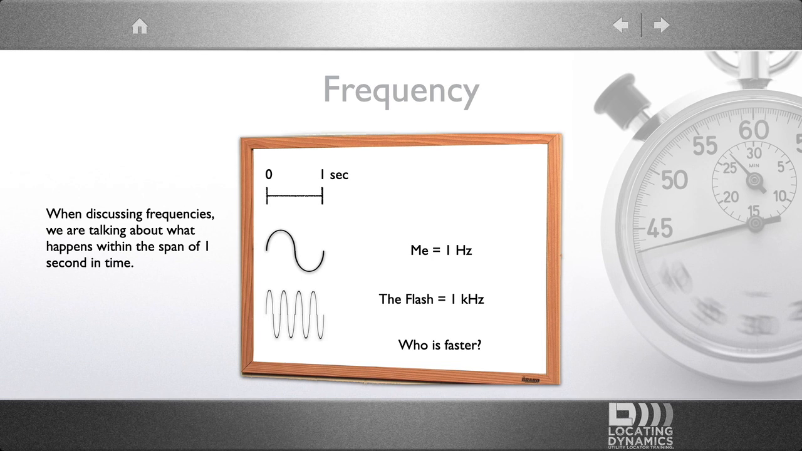Who's putting more groceries in the kitchen? Me or the flash? Well, it's the flash. Why? Simply because he's much faster than I am. He's able to put more groceries in the kitchen in 1 second than me. Instead of groceries in the kitchen, we're talking about how much current is present on the target conductor in 1 second in time. The higher frequency is putting more current on the line in 1 second than a lower frequency. This is why different frequencies sometimes can and will do different things.